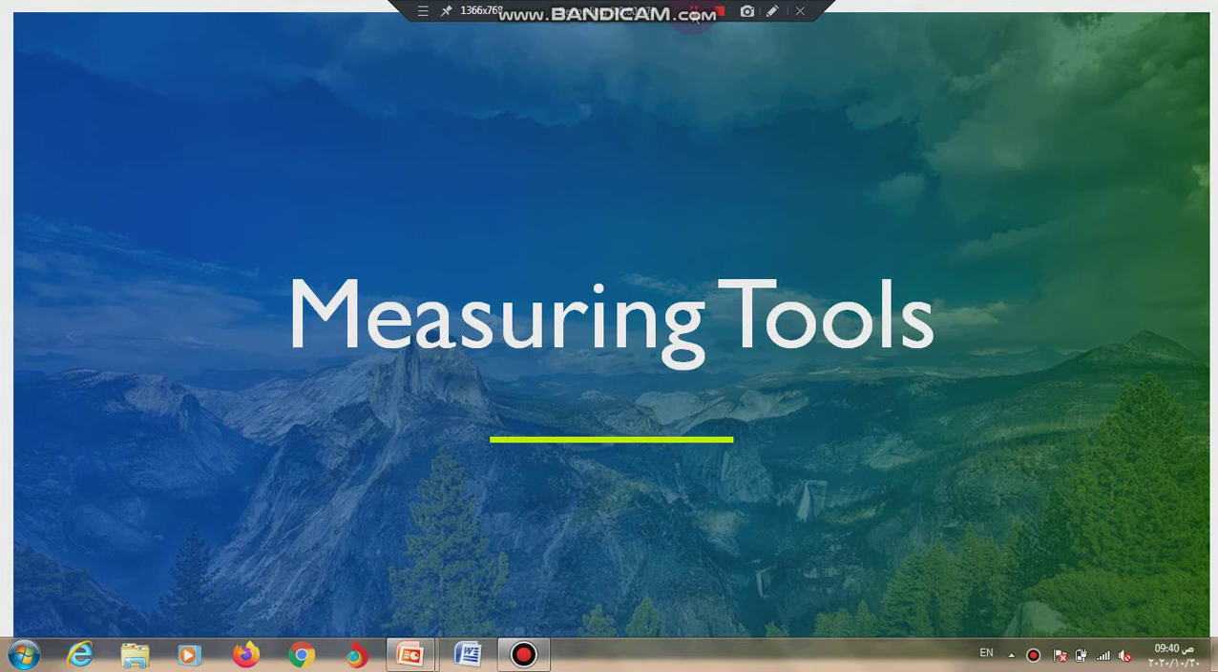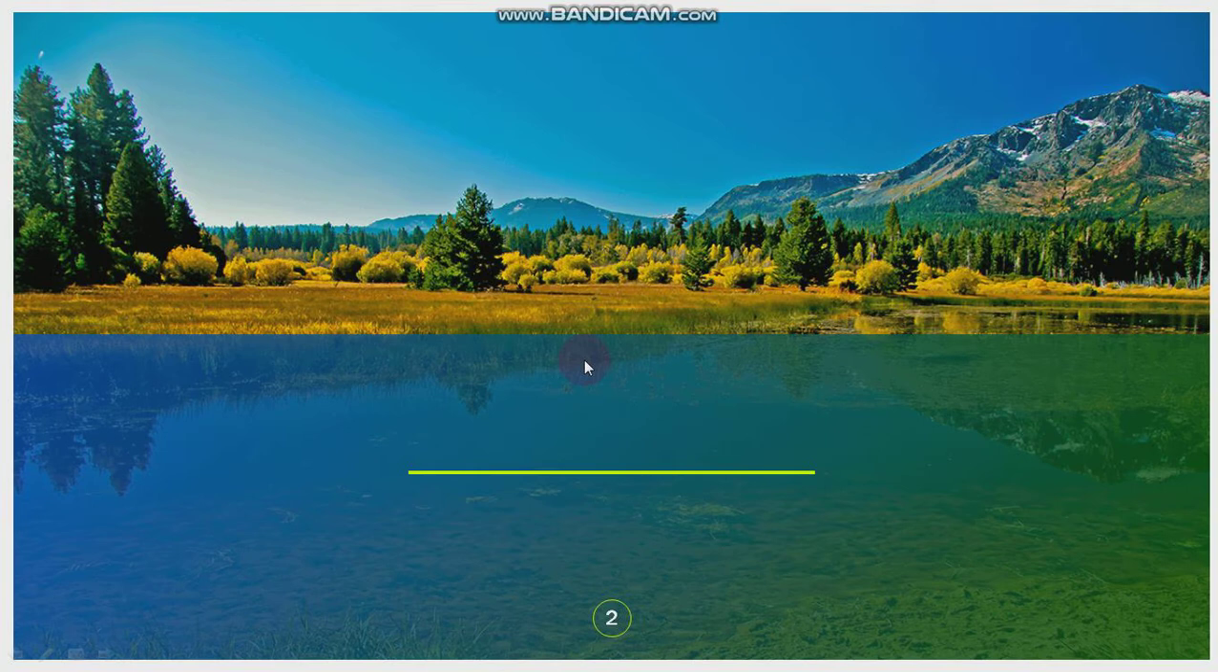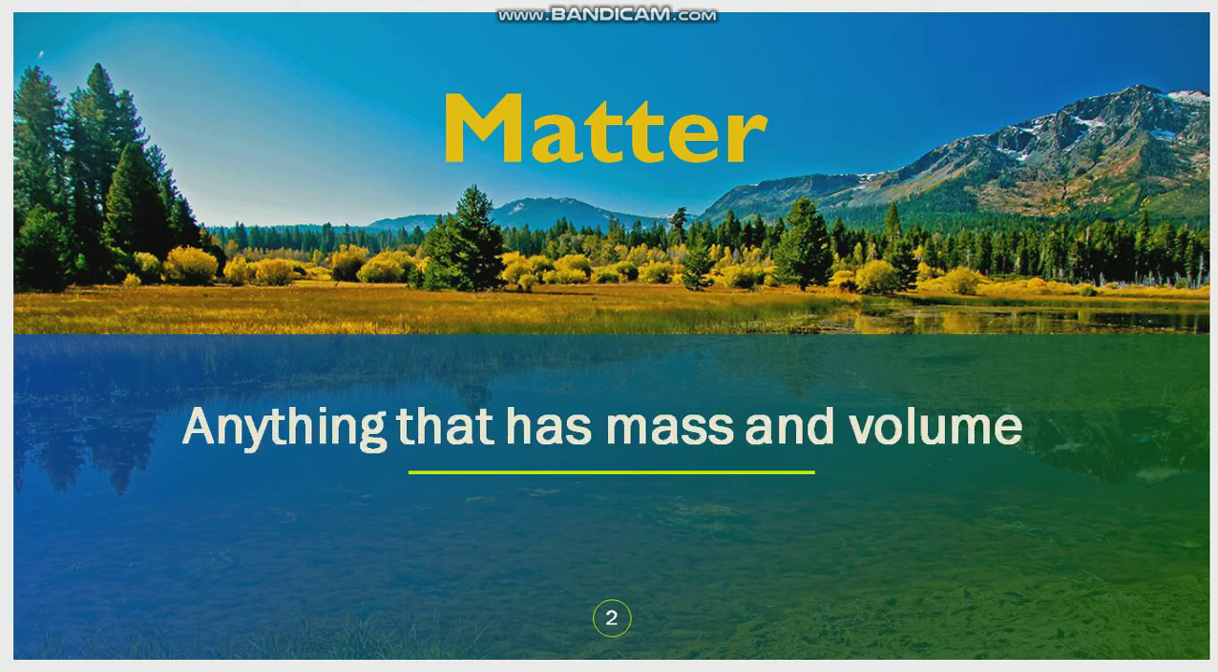Today we will talk about measuring tools. But before we talk about the measuring tools, we must know the meaning of matter. Matter, anything around us, like the chair, the desk, the door, and the bottle. Matter is anything that has mass and volume.